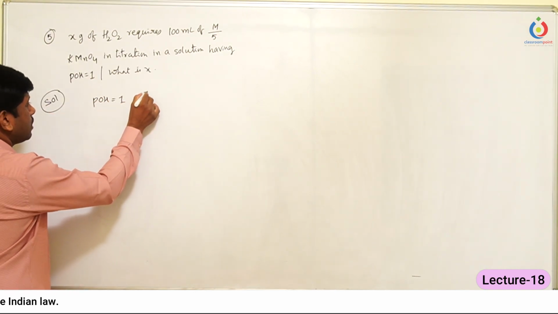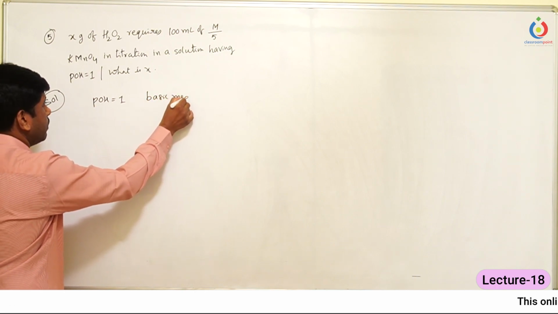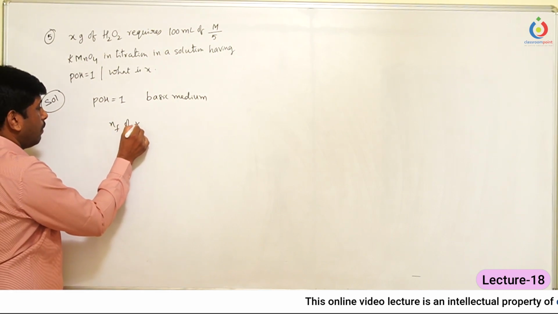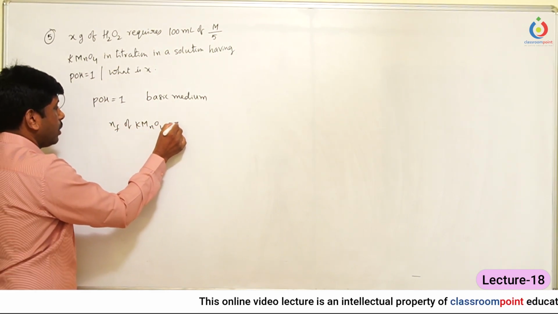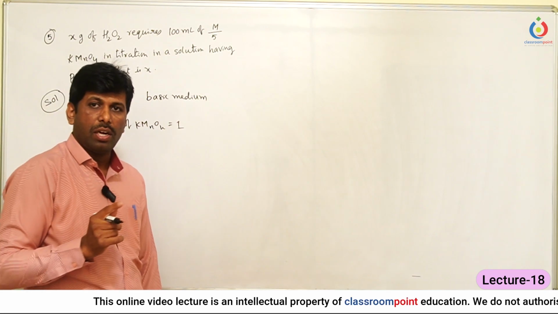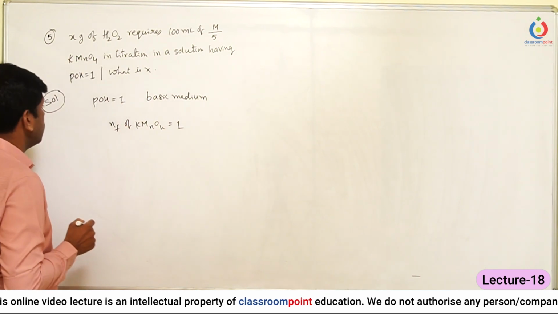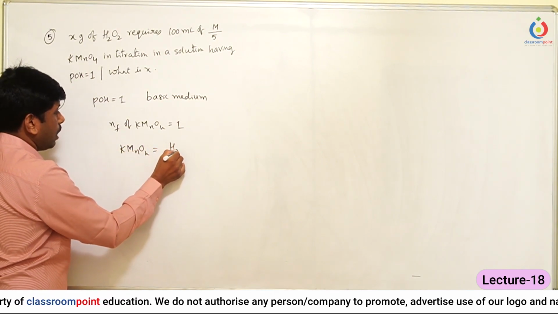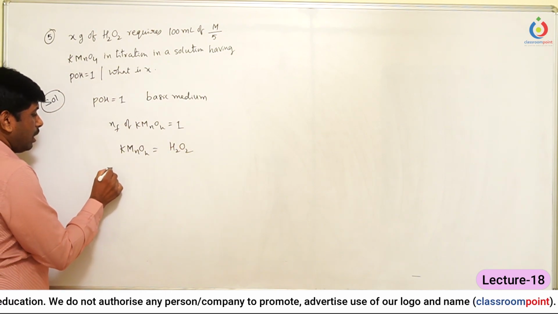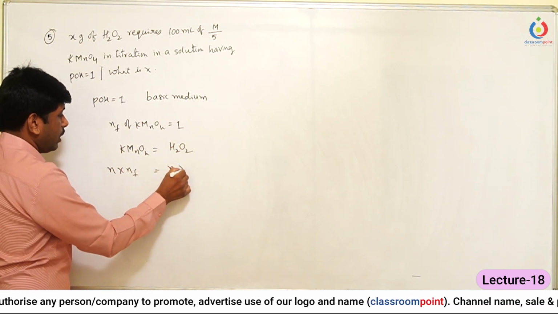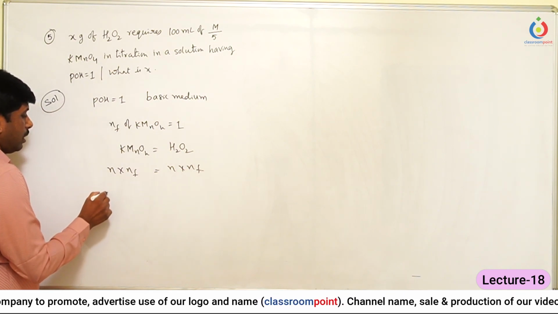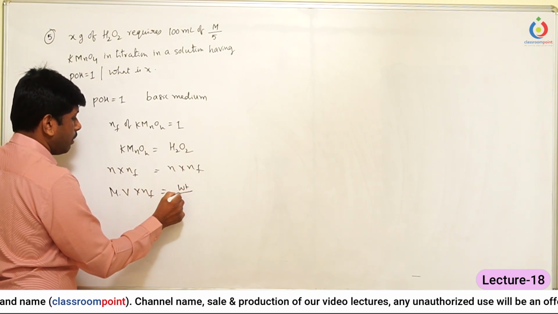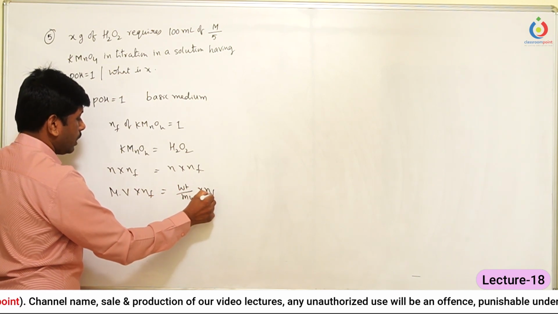pOH equals 1 means it is a basic medium. So in basic medium, the N factor of KMnO4 is equal to 1. N factor calculations we already did in the previous classes. Please do watch that class. Now, the number of gram equivalents of KMnO4 equals the number of gram equivalents of the hydrogen peroxide. N into N factor of KMnO4, N into N factor of the hydrogen peroxide. So molarity into volume into N factor here, and this is weight by molecular weight into N factor.